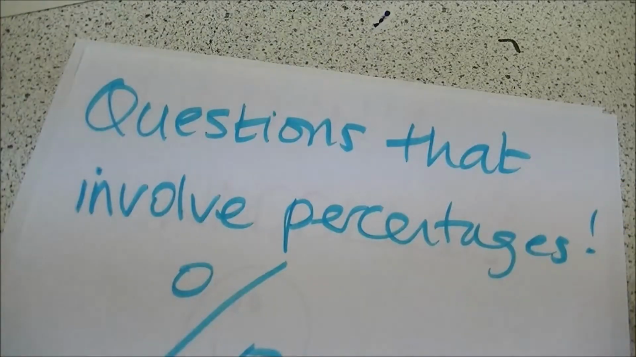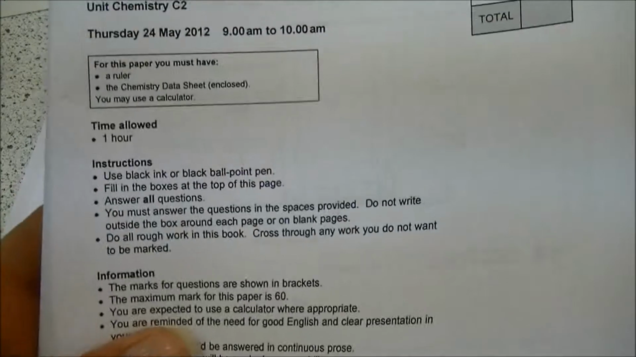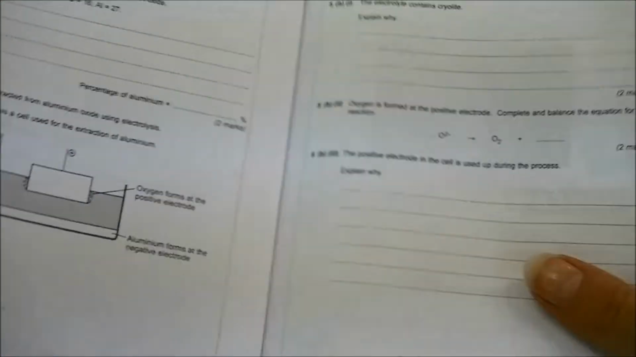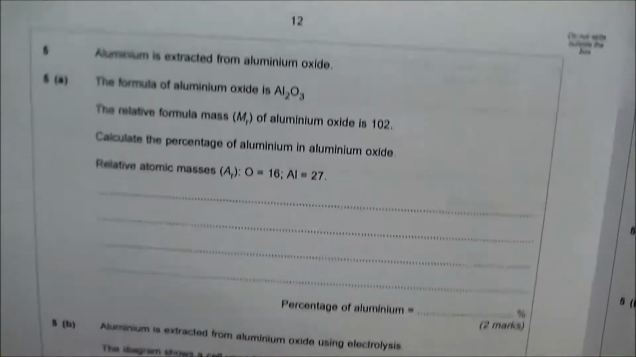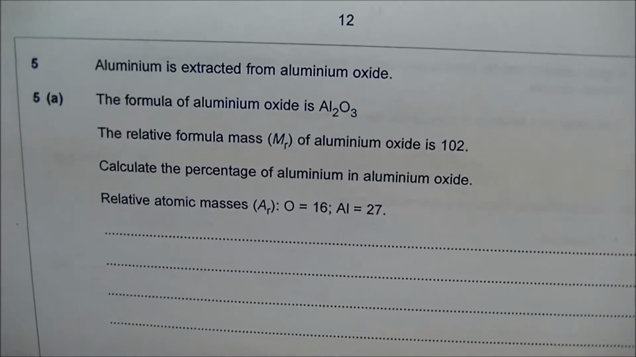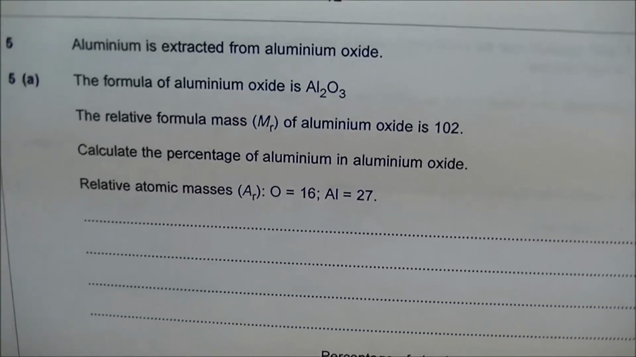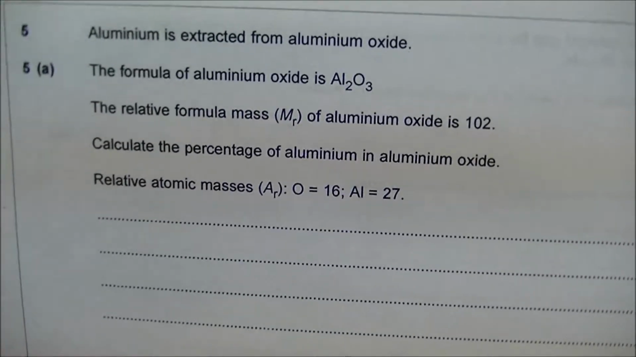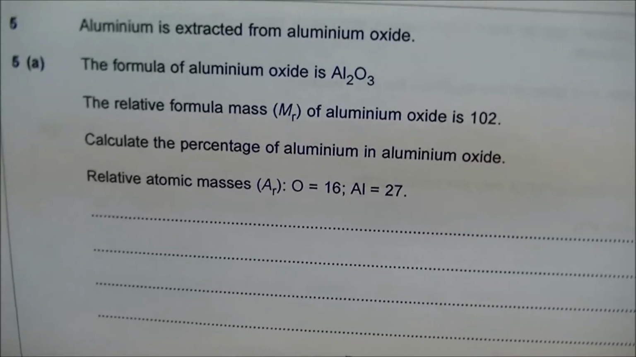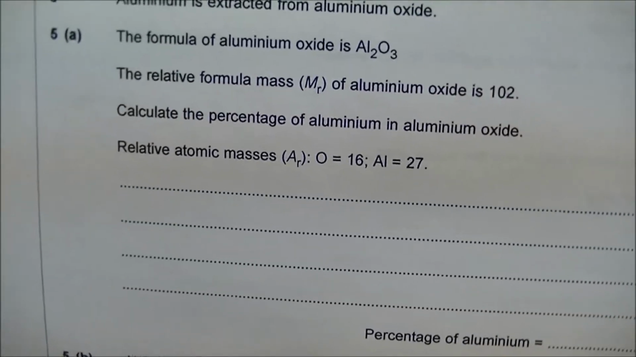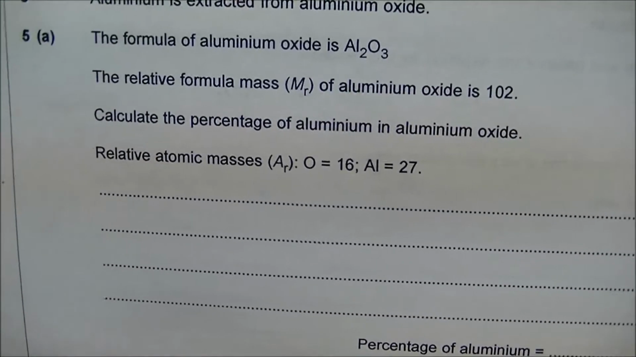So looking at a different exam paper. This exam paper is from May 2012. It's a higher paper. Again, I can question spot quite easily because very clearly in this question there's a hell of a lot of information. Aluminium is extracted from aluminium oxide. The formula is Al2O3. The relative formula mass is 102. I've been asked to calculate the percentage of aluminium in aluminium oxide.